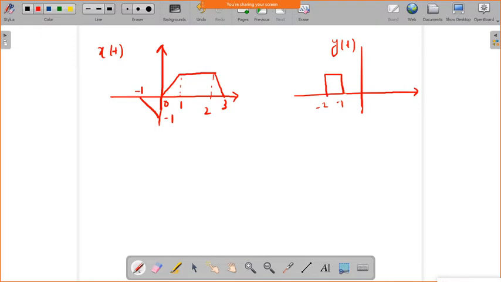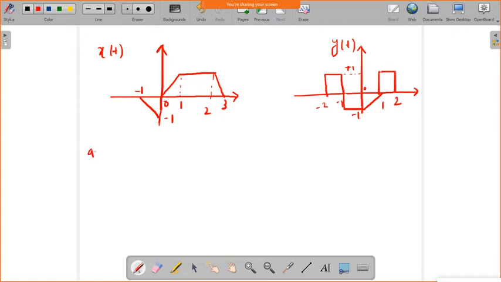Okay, so this is 1 and this is 0, this is 1 and 2. The amplitude here is minus 1, and here the amplitude is plus 1. So this is your y of t. Now you have to do the operations.